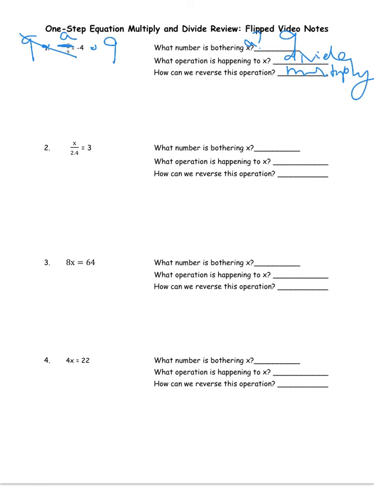9 divided by 9 is 1. So when I multiply and divide by the same number, it's going to cancel out. So I'm left with a equals negative 4 times 9, which is negative 36. Now, of course, I want to check this. So I'm going to go ahead and plug it back in.